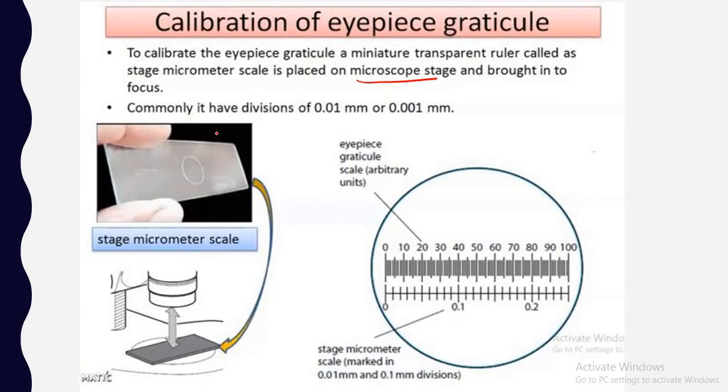This is how your stage micrometer looks, and you place it on the stage right here. You see this round part, there is a scale given to you, so you superimpose it with the two units, and there you go, you have the calibrated eyepiece. Now you have units for the cells or organelles you are measuring.